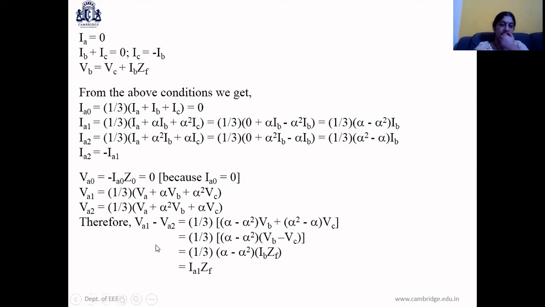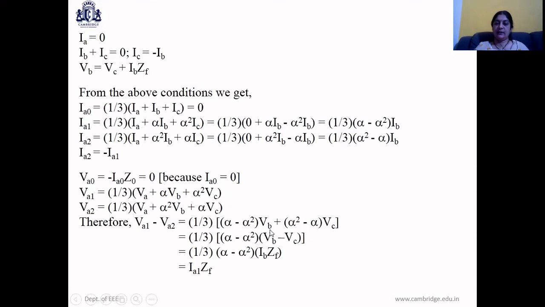Therefore, if you take the difference of these two, VA1 minus VA2, we have 1 by 3 times alpha minus alpha square VB plus alpha square minus alpha VC. But VB minus VC is IB into ZF.